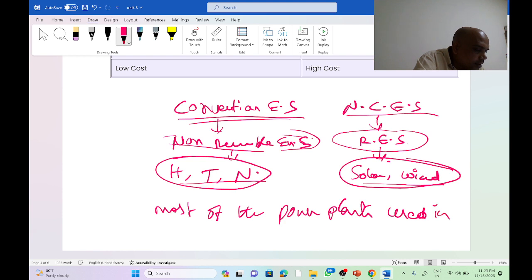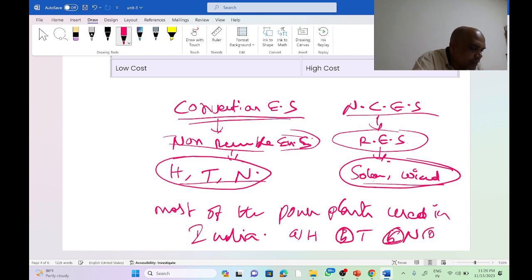So, most of the power plants used in India. Which type of power plants are mostly used in India? Hydro, thermal, nuclear, solar, wind. Which one is correct? Option A, hydro. Option B, thermal. Option C, nuclear. Option D, solar. Option E, wind. Which one is correct? Thermal. Thermal power plants are mostly used. So this is about conventional and non-conventional energy sources.